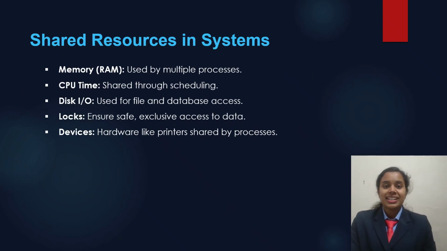Shared resources in a system are memory, that is RAM, which is used by multiple processes. CPU time, that is shared through scheduling. Disk input outputs, that is used for files and database access. Locks, that ensure safe exclusive access to data. Devices, that is hardware like printers shared by processes.